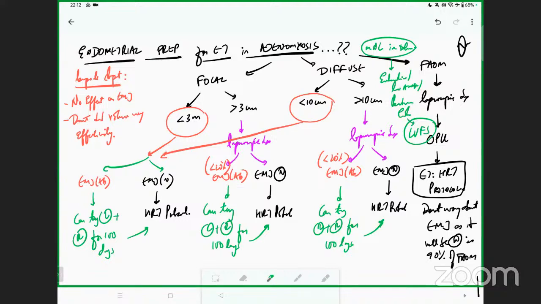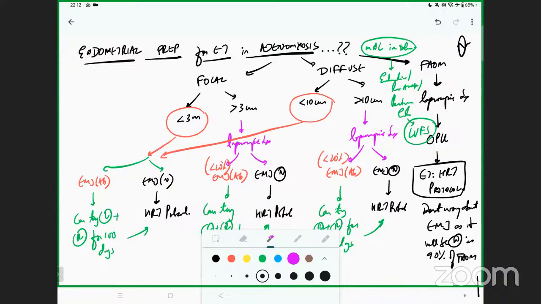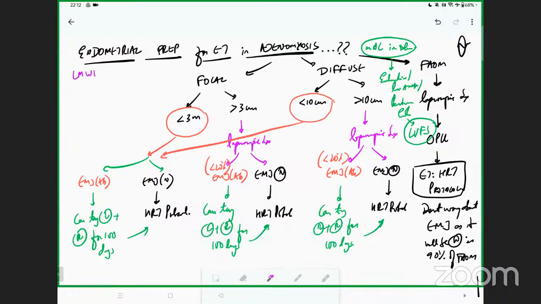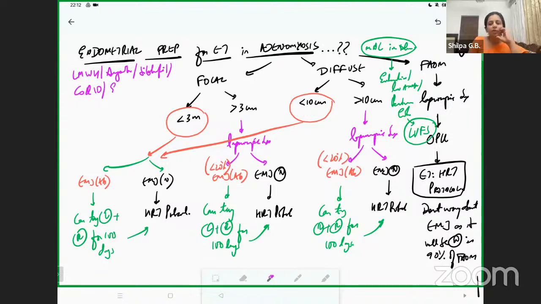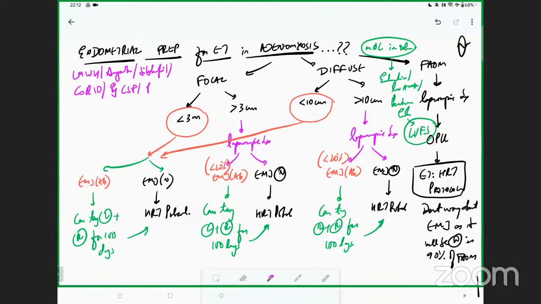Do we need to add? I'll quickly give you the role of the other add-on adjuvants also. Role of everything which has no role, I will write down in, let's say, pink color. Low molecular weight heparin, arginine, sildenafil. What else do people give? Deepa madam, what else do people give? Prothon, CoQ10, GCSF, PRP. All these boys and girls have no role.